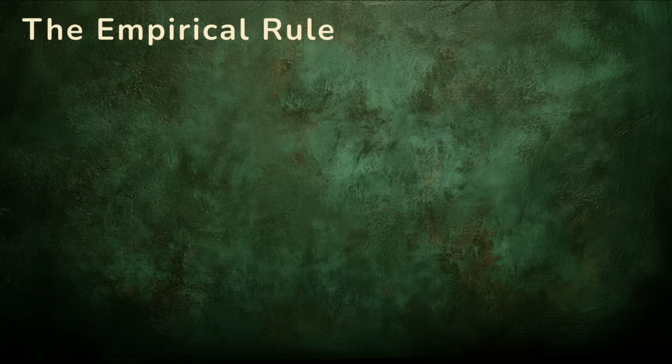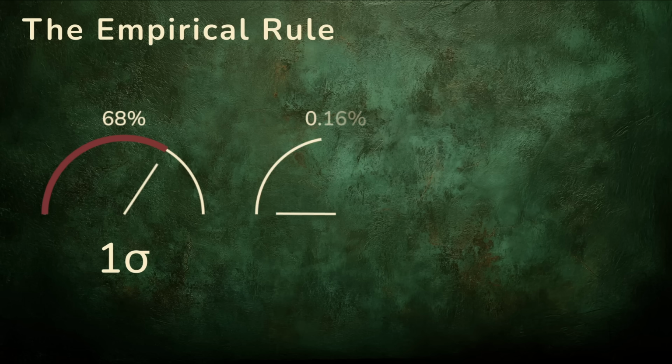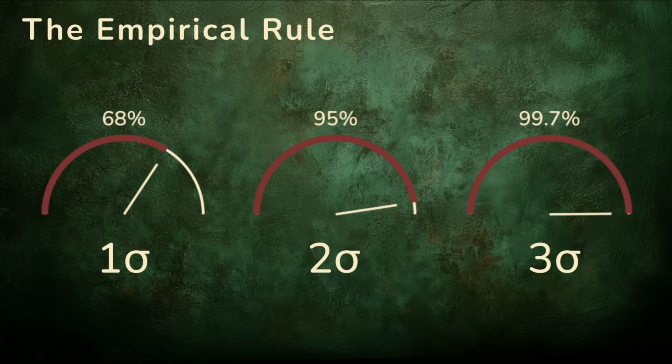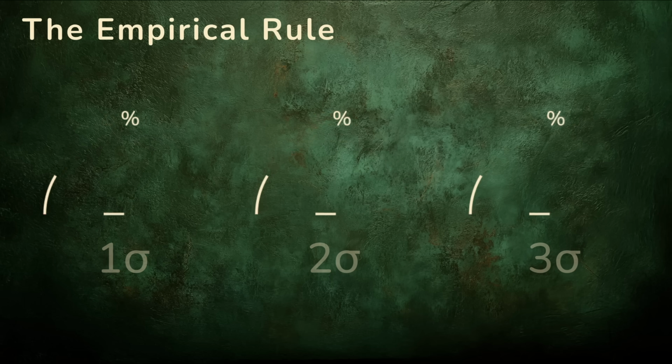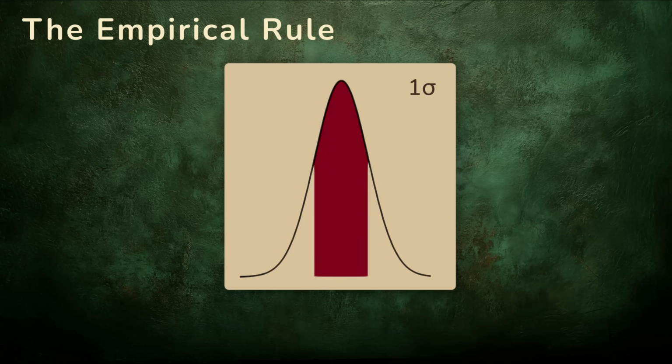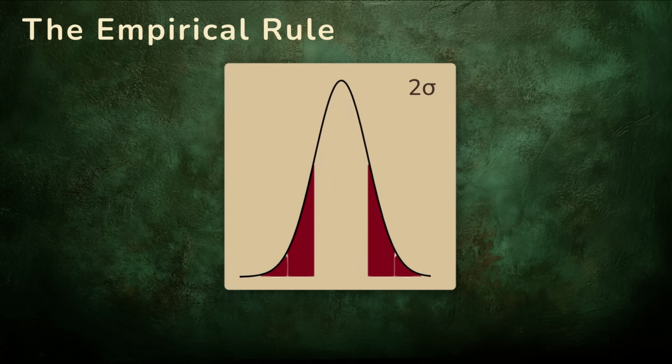Roughly speaking, about 68% of the values fall within one standard deviation of the mean. About 95% fall within two standard deviations, and about 99.7% fall within three. This means that if a value is within one sigma of the mean, that is, within one standard deviation, it's still pretty typical.